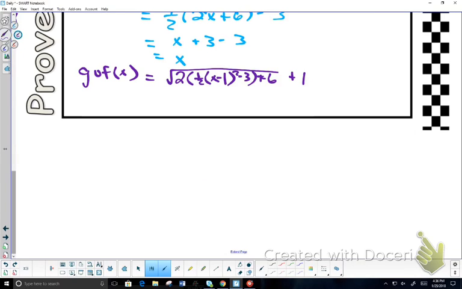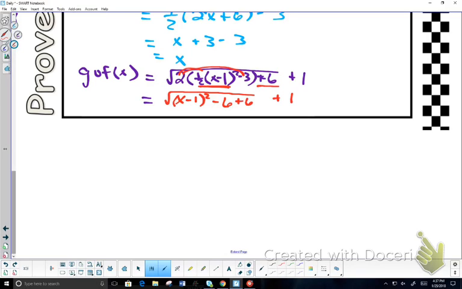So, where do we start? When I look at this, I would distribute my 2 into my parentheses. 2 times this, remember this is one of my terms, so 2 times 1/2 would go away, so I'm left with just x minus 1 squared. And then I go all the way over to here, and it's 2 times negative 3, which would be negative 6, and then I still have this plus 6 plus 1.